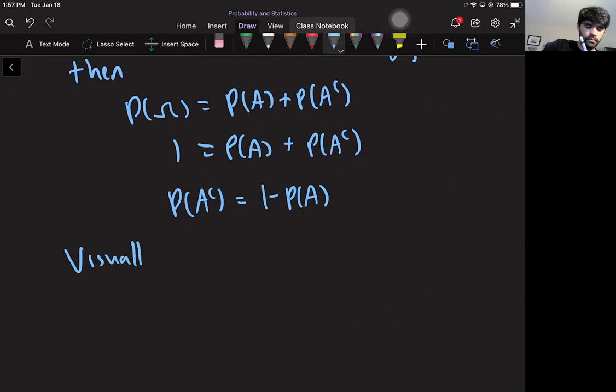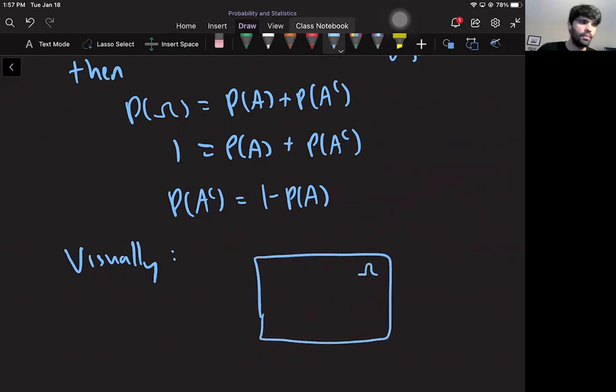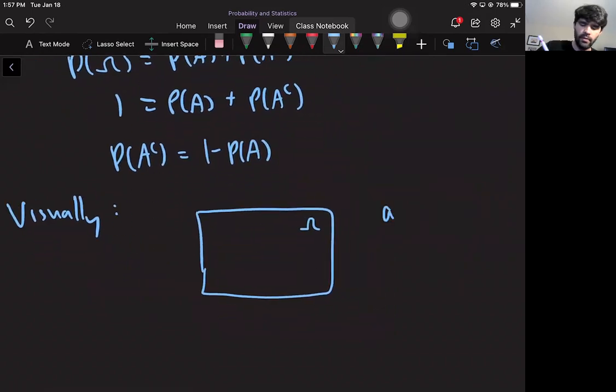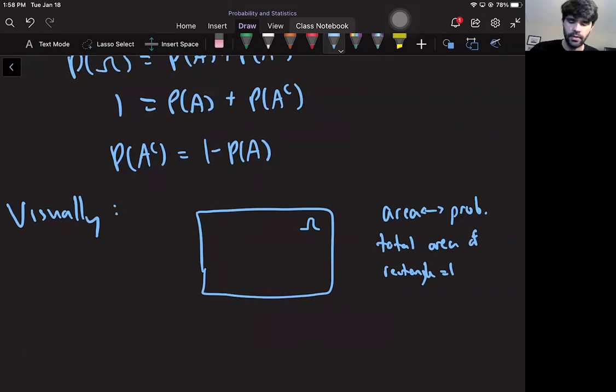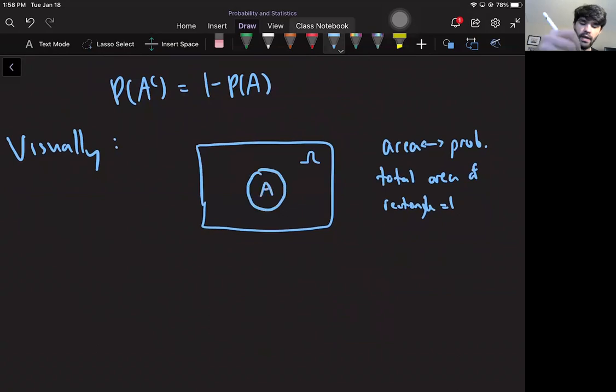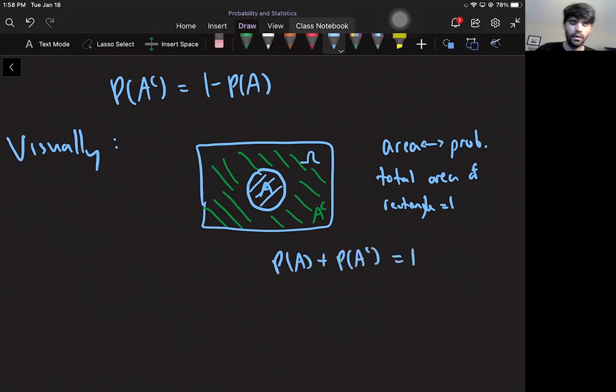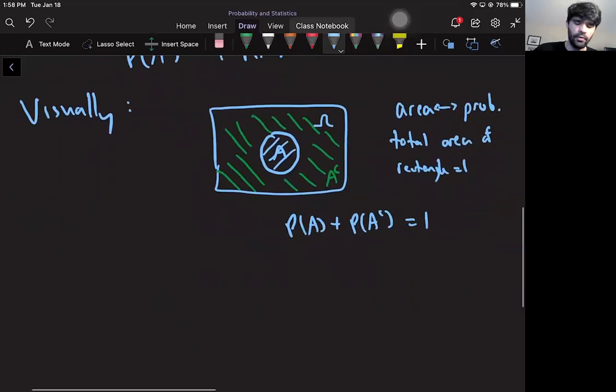You can also visualize this using Venn diagrams. This rectangle represents the sample space, and you want to think about the area of this as being the probability. So the total area would be one in that case, because the probability of the sample space is one. Then if you have an event in here, A, the outside, this green stuff, would be the complement. So if you have A and A complement, their total area is going to add up to one. That's what this is really saying. But that's the same as what we did up here. This is just visual. Okay, so that's the first part of the theorem.